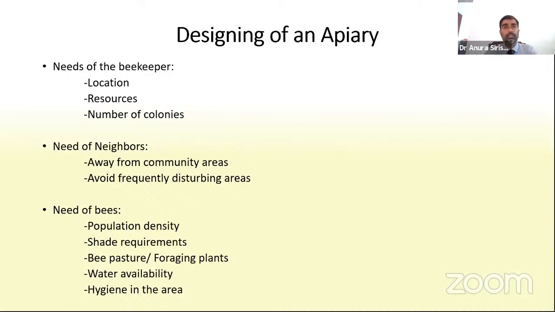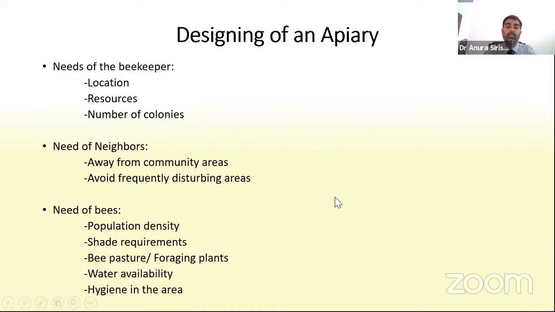That's why they always go for concealed areas when developing their nest, right? Therefore, we should not keep the hives in very bright conditions. So the shade requirement is there. Then the bee pasture and foraging plants; I will discuss bee pasture and foraging later. And water availability: bees require water, right? Therefore, there should be sources nearby. Then hygiene in the area.